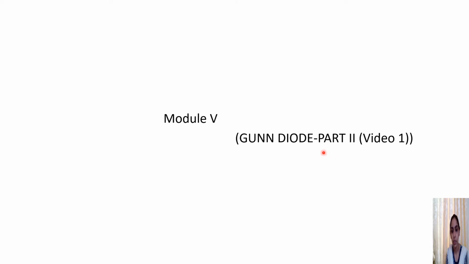So in the part 2 lecture, we are going to study the domain formation in the Gunn diode. We will also see the different types of modes in the Gunn diode, and also the possible problems which could be asked on the Gunn diode. So these are the things which we will be discussing in this particular lecture.